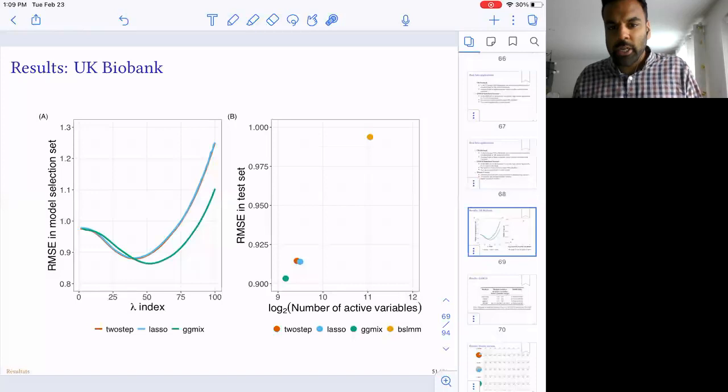I do know that there's some literature on cross-validation and how that can be an issue, especially if a lot of the variables are measured with error. And so that can definitely be a problem.